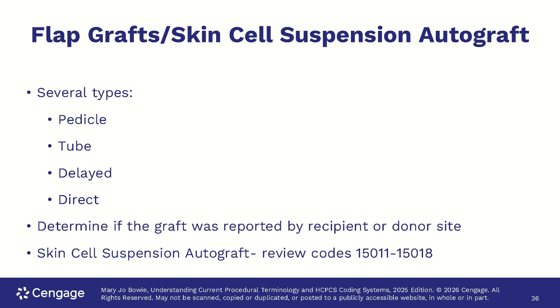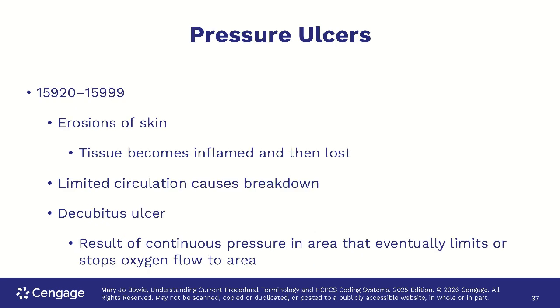We also have flap grafts, skin cell suspension, autograft. Auto means self. This is where the patient could potentially donate their own skin for this. There are several types of this type of procedure. You see them pedicle tube, delayed, and direct. You will need to determine if the graft was reported or provided by the recipient or the donor site.